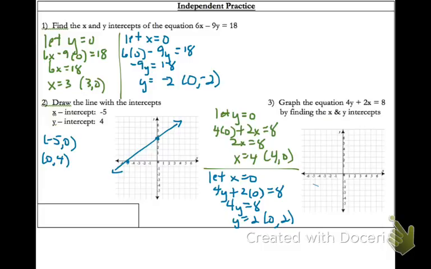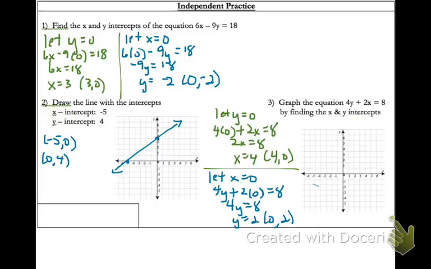On number 2, you can use those x and y-intercepts that they tell you to plot and then draw the line. Remember, an x-intercept is where it crosses the x-axis, so it's the point negative 5, 0, and the y-intercept is 0, 4. Plot those points and draw your line.